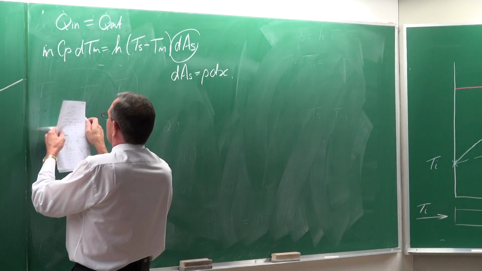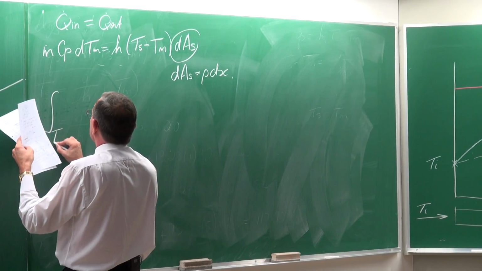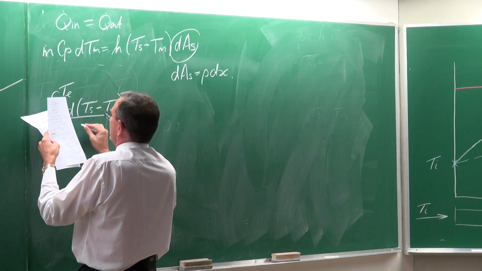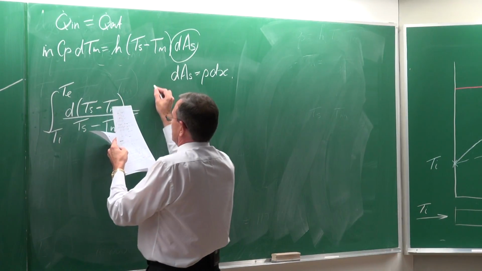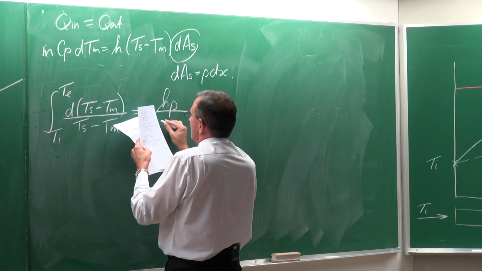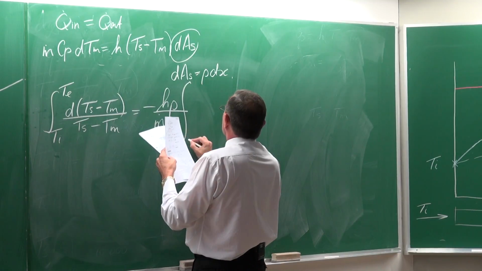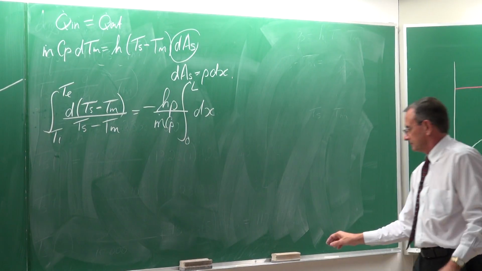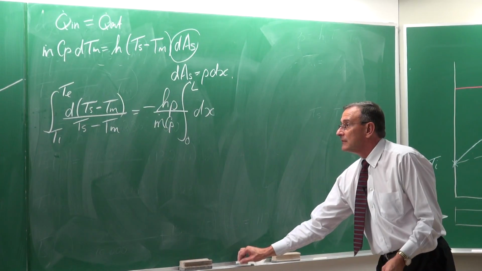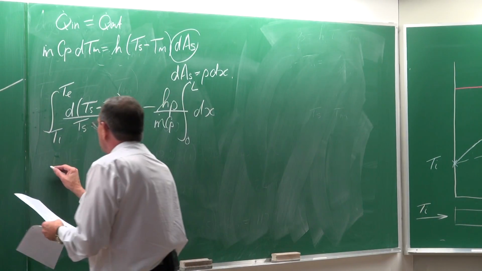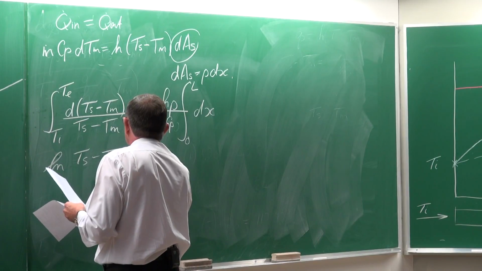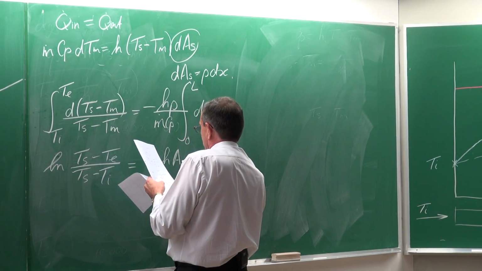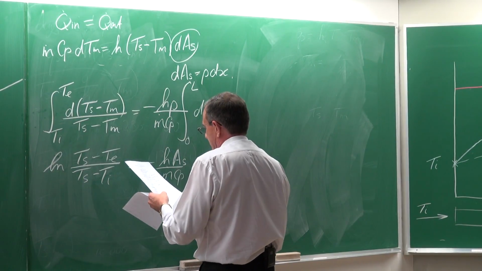Looking at this equation, you end up with an integration that needs to be conducted between the inlet and the outlet: d(Ts minus Tm) divided by (Ts minus Tm) is equal to minus the heat transfer coefficient multiplied by P divided by the mass flow rate Cp, integral from 0 to L dx. Now this can be integrated so that you get the ln of (Ts minus Te) divided by (Ts minus Ti) equal to minus the heat transfer coefficient multiplied by the surface area divided by m dot Cp.